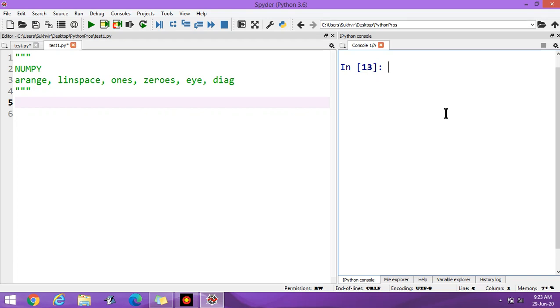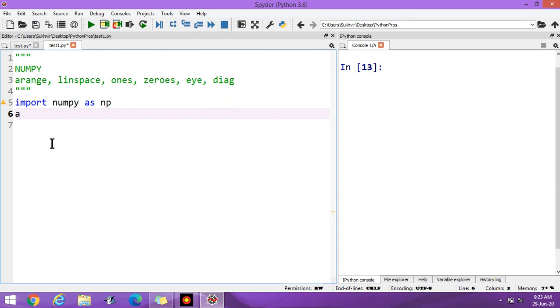Hello students, let us start with today's topic of NumPy. Import NumPy as np. These are the topics we will discuss: arange, linspace, ones, zeros, I and diag.